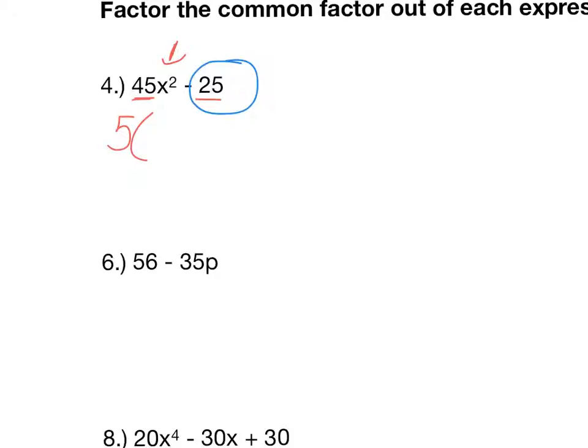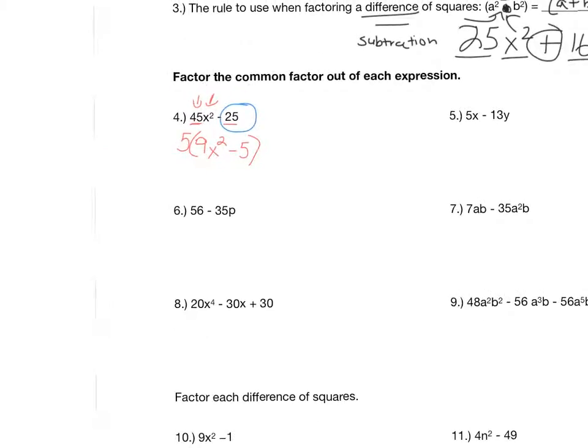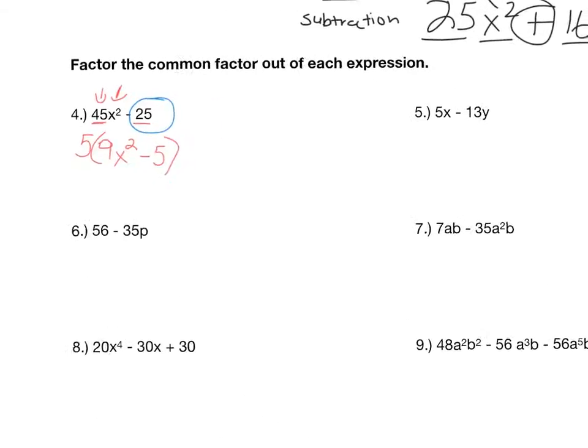And what would we have left? If we factor out a 5, we need to divide 45 by 5, which is 9. Then we didn't divide x squared by anything, so we just bring that down. Then 25 divided by 5 is 5. So 9x squared minus 5 would be your final answer. And that's how we factor by taking the greatest common factor out.